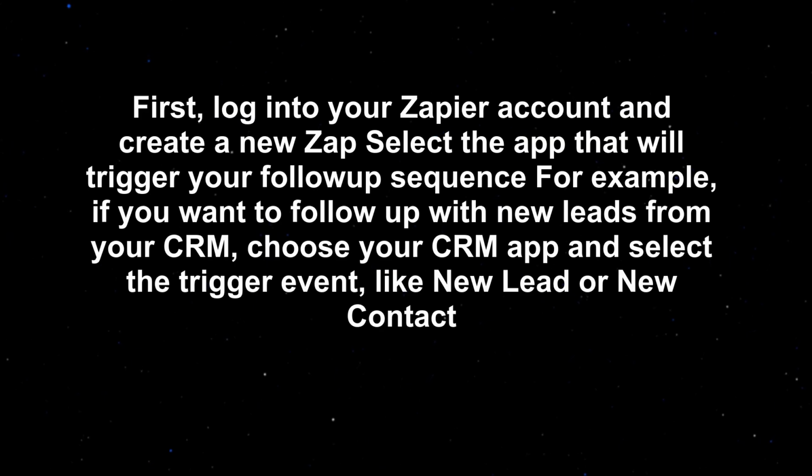First, log into your Zapier account and create a new Zap. Select the app that will trigger your follow-up sequence. For example, if you want to follow up with new leads from your CRM, choose your CRM app and select the trigger event, like new lead or new contact.